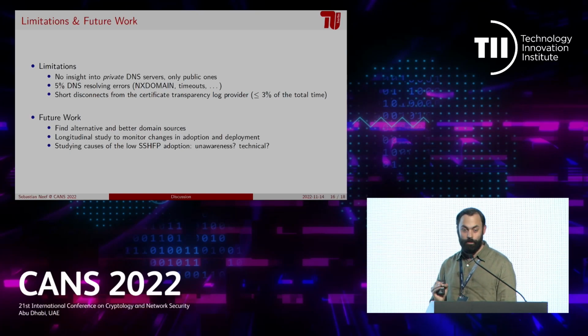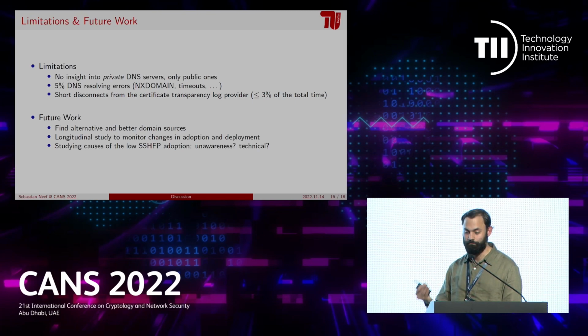And from my personal perspective, what I would love to learn about would be the causes for the low adoption of SSHFP. Is it just unawareness, that nobody knows about that feature? Is it technical hurdles because of DNSSEC or the deployment that needs to be done? Or is it something else? Because this feature exists for more than 15 years and still is not widely adopted.